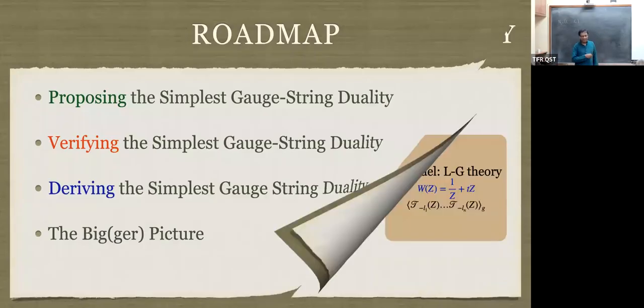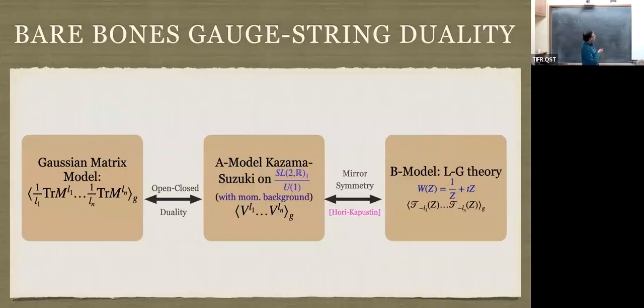So let me make the proposal. I mentioned these correlators at genus G. There are two descriptions which are actually mirror symmetric duals of each other. They're both topological string theories. One is the A-model topological string theory.